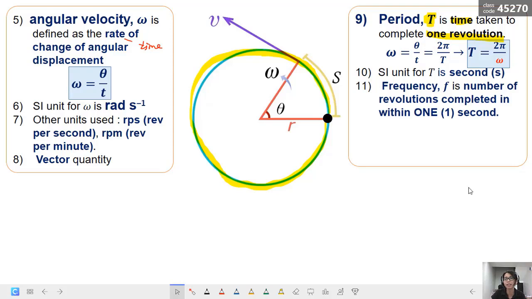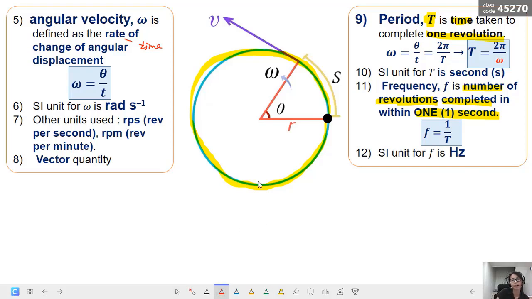Then we have frequency, f. What is frequency? Frequency is referred to the number of revolutions completed in 1 second. Maksudnya, dalam satu saat, within 1 second, berapa pusingan anda boleh lakukan? Itu you panggil sebagai frequency. Frequency can relate with period, whereby the frequency is 1 over T. So the SI unit for frequency is hertz.